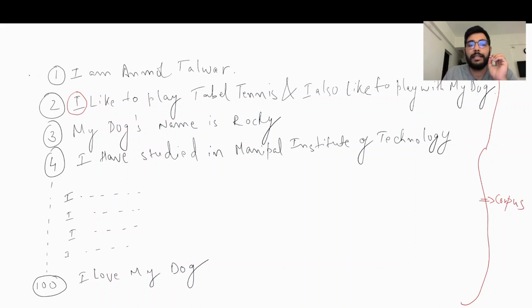So I have the first sentence saying I am Anmol Talwar. The second sentence, I like to play table tennis and I also like to play with my dog. My dog's name is Rocky. The fourth sentence or the document over here is I have studied in Manipal Institute of Technology, and so on. I have many sentences ending with a sentence saying that I love my dog. Okay. Assuming there are many sentences in between which start with the word I, because that's a very common word.